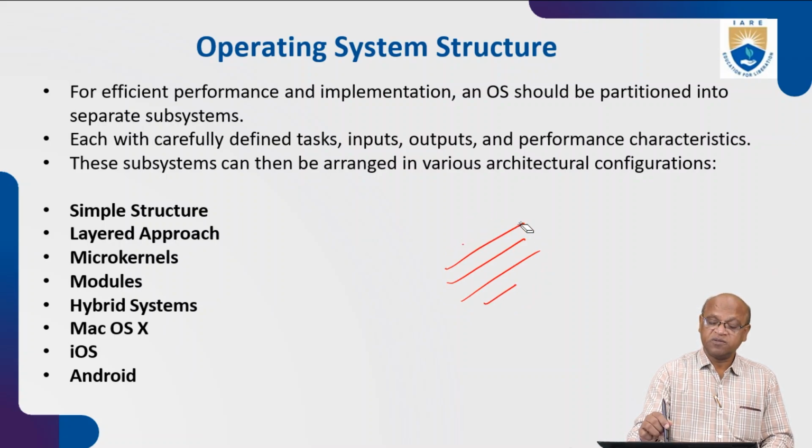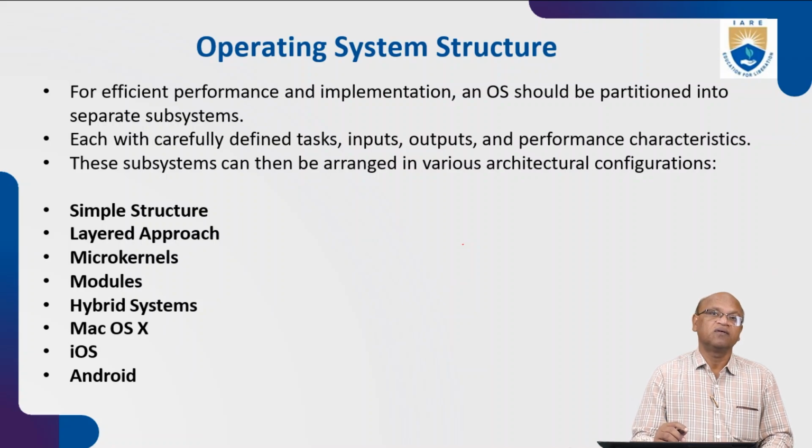That's what. So there must be an interlink between one program and another program, so that they will work as a whole when required. Separate subsystems, each with carefully defined tasks, inputs, outputs, and performance characteristics. These subsystems can then be arranged in various architectural configurations. So we cannot write the OS as only one main system. The complete OS is divided into parts, you can say modules or subsystems.